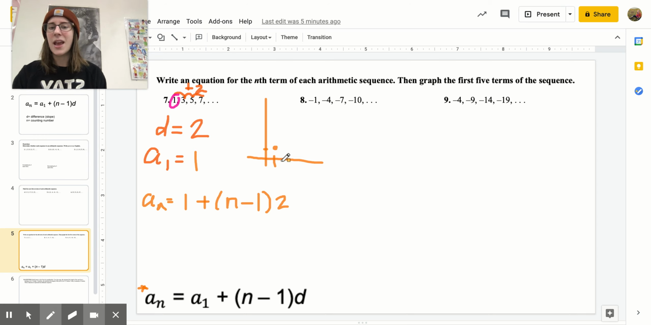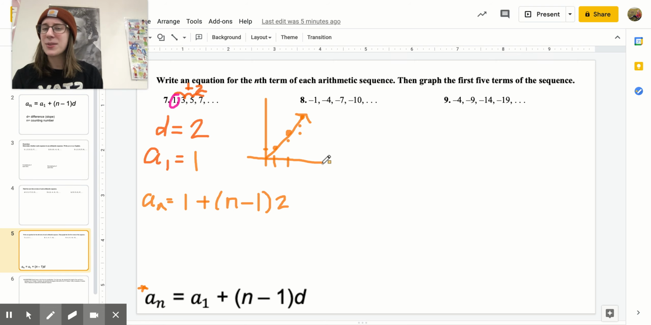And then it says every 1 that you progress, you're adding 2. So you're going to go 1 over and then add 2, and that'll be your next point. 1 over, add 2. That'll be your next point. And then you can graph it. That's a terrible graph, but it does the trick.